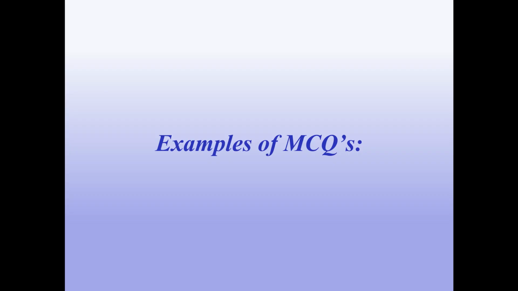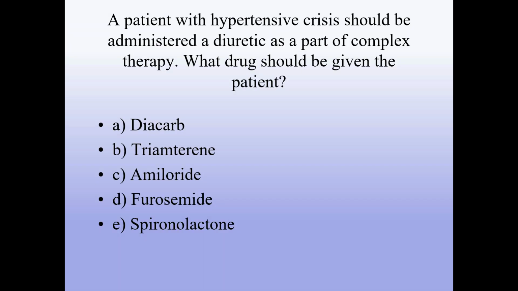And the last part of our lecture is examples of MCQs. A patient with hypertensive crisis should be administered a diuretic as part of complex therapy. What drug should be given to the patient? As it is a hypertensive crisis and you should act very quickly, you must find the quickest acting diuretic, which in this case will be furosemide.